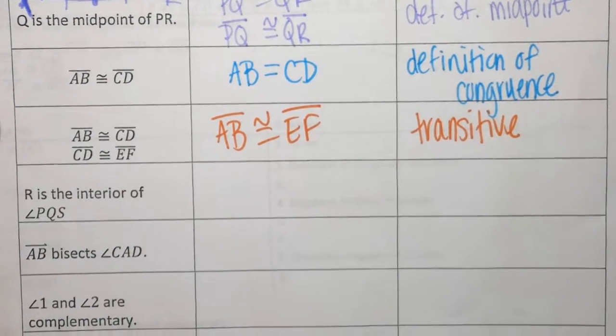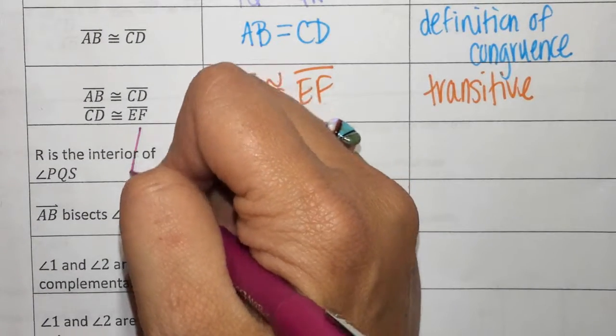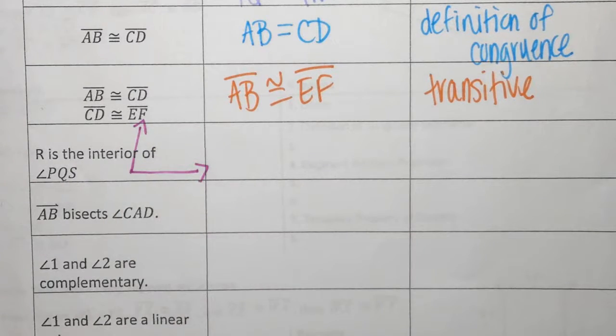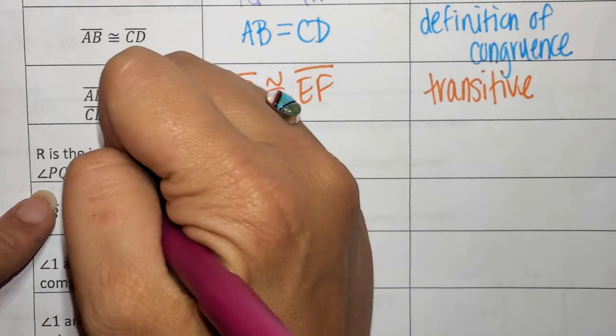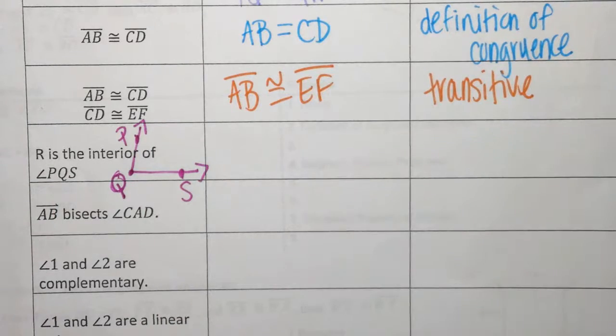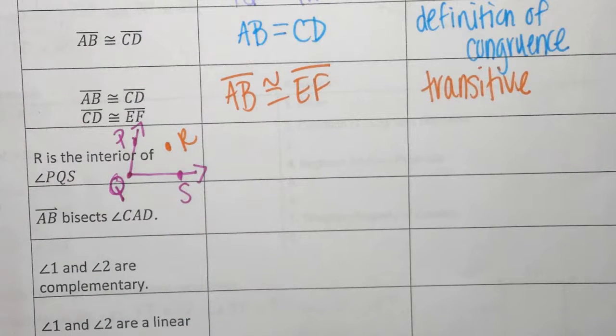R is the interior of angle PQS. So what does interior mean? Inside. So let's draw angle PQS. Can anybody tell me what the vertex is going to be of this angle? It's Q, because the middle letter is the vertex. Whoever said Q, take a point. You did not say Q, Ms. Arrow. Now, PQS is our angle, and it says that R is the interior. So that means I'm going to put R on the inside. What do you think I could do with Q and R? I could make a ray.